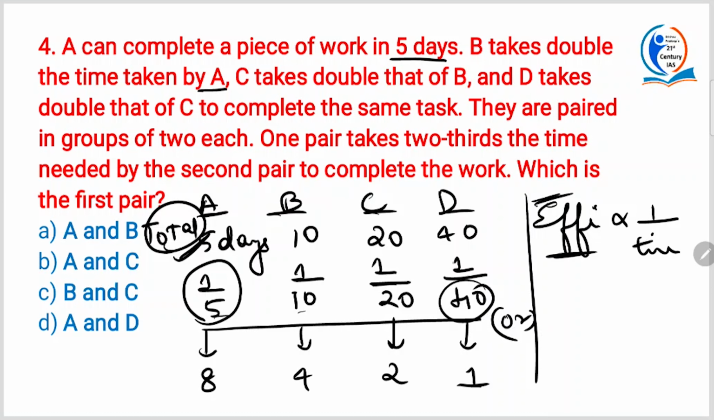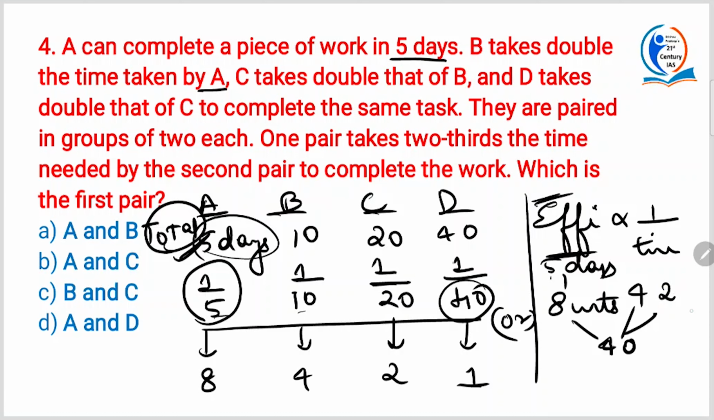Or, you can consider total units of work to be 40. So, if the total units of work is 40, in 1 day, how much will A do? He will complete 8 units of work, because 5 days, 5 into 8 is 40. How much will B do per day? It will be 4 units. C will do how many units of work? 2 units. And D will do how many units of work? He will do only 1 unit of work per day.